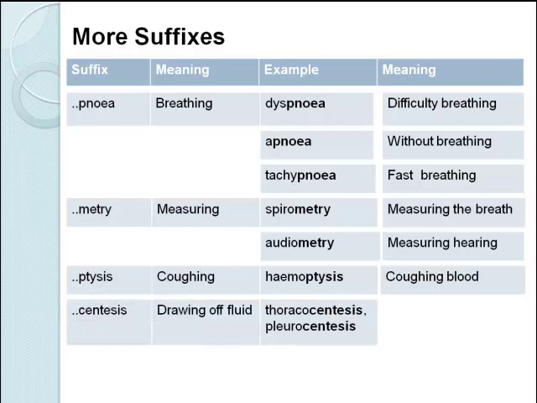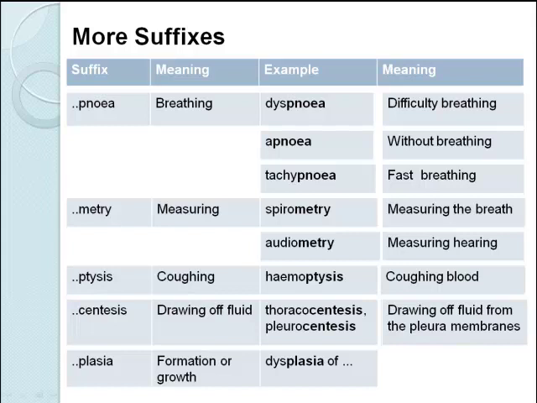Centesis means drawing off fluid. So a patient may go for thoracocentesis, which would mean drawing off fluid from the chest, or the second word here, pleurocentesis, which means drawing off fluid from the pleural membranes. The pleural membranes are the membranes surrounding the lung. Plasia means formation or growth, so you may hear the term dysplasia of something. In orthopaedics we had the term dysplasia of the hip. Dysplasia would mean disordered formation or growth.